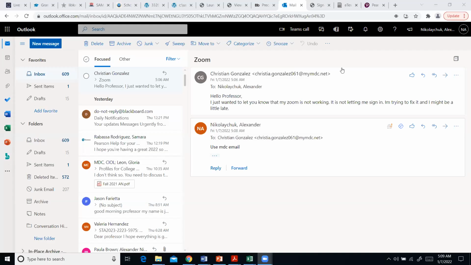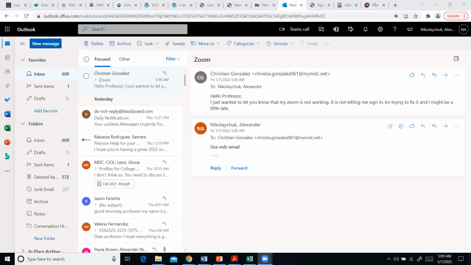Yeah, usually it's the same exact issue. People like to try to log into the Zoom not using our email, but I guess eventually everyone will get used to this.